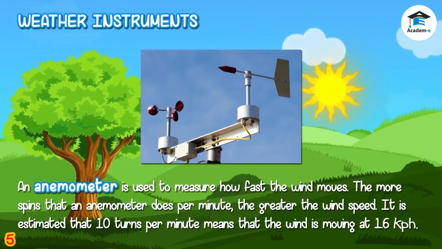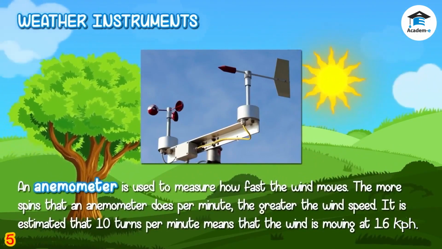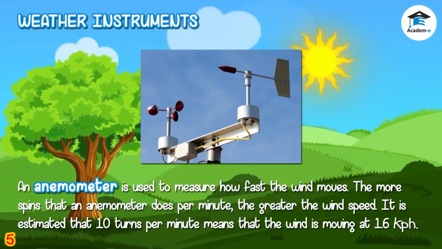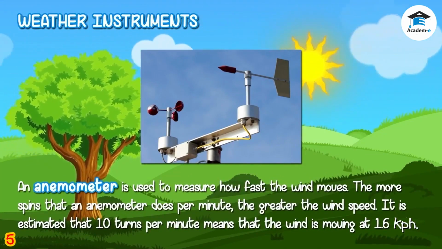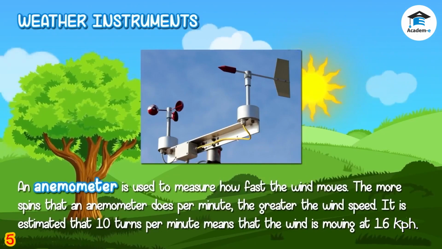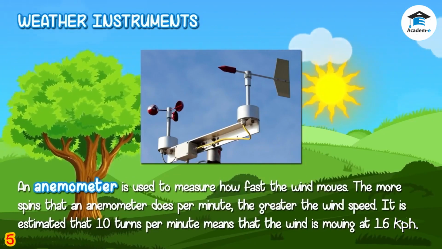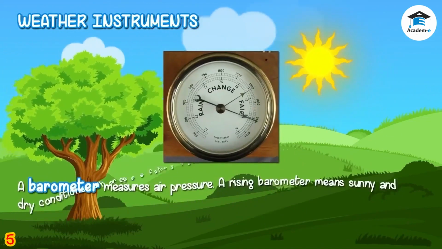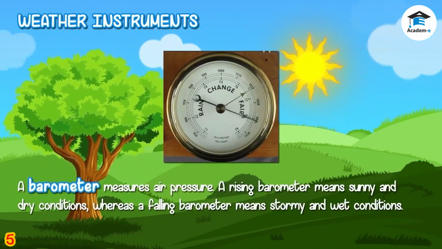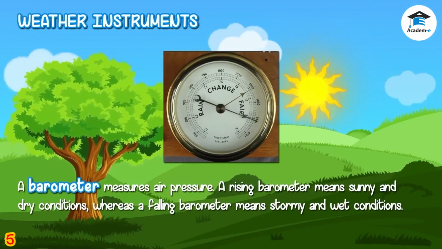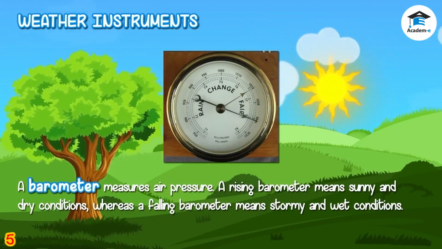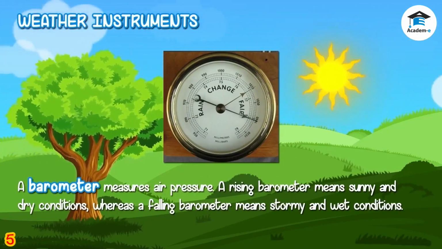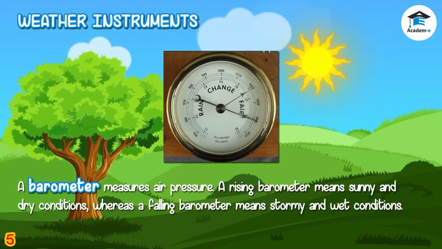An anemometer is used to measure how fast the wind moves. The more spins that an anemometer does per minute, the greater the wind speed. It is estimated that 10 turns per minute means that the wind is moving at 1.6 km per hour. A barometer measures air pressure. A rising barometer means sunny and dry conditions, whereas a falling barometer means stormy and wet conditions.